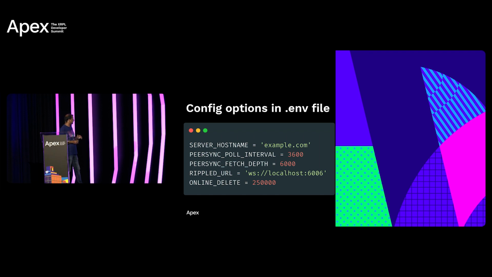RippleD URL is straightforward. And there's also online delete, in case you want to delete old messages, something similar to how RippleD also does online delete. This is about 10 days worth of validations, 25K.